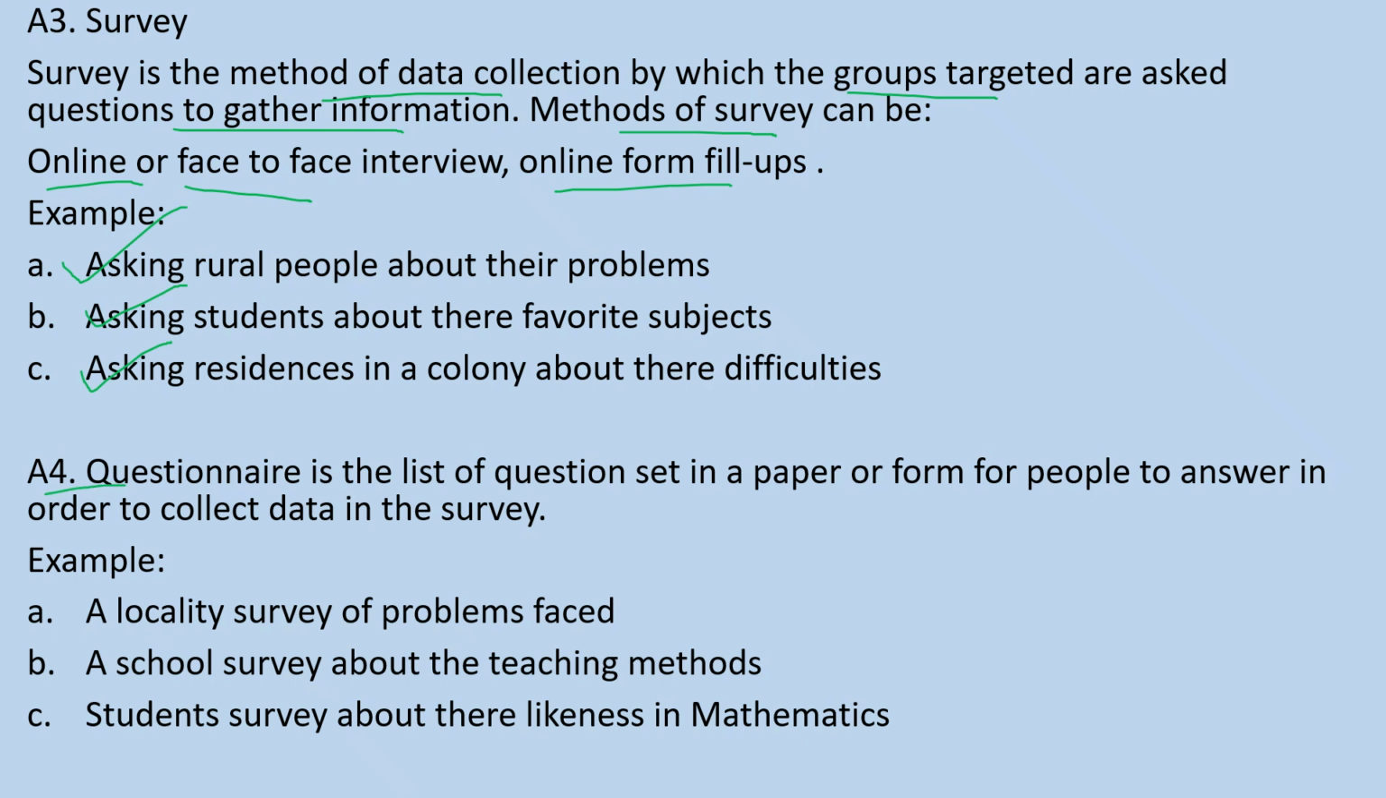So next one is what? Questionnaire. So what is a questionnaire? Questionnaire is the list of questions set in a paper or form for people to answer in order to collect data in the survey. So this is the meaning of questionnaire. So what are the examples of questionnaire? They can be a locality survey of problems faced, a school survey about the teaching methods, student survey about their likeness in mathematics.